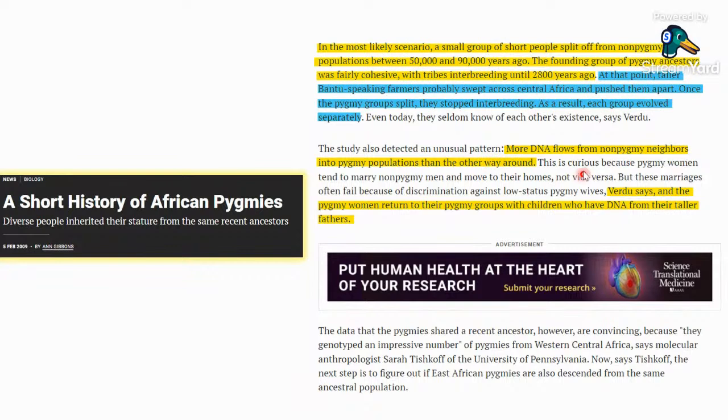All right. This is why we see a lot of Bantus with haplogroup B2B. All right. Because it's seen right here. This is curious because pygmy women tend to marry non-pygmy men and move to their homes, not vice versa. But these marriages often fail because of discrimination against low status pygmy wives, Verdu says, and the pygmy women return to their pygmy groups with children who have DNA from their taller fathers. This is also why certain pygmies have E1B1A. You can find pygmy tribes with E1B1A for this very reason as well, because the pygmy women return to their pygmy groups with children who have DNA from their taller fathers, like the Bantus. All right.